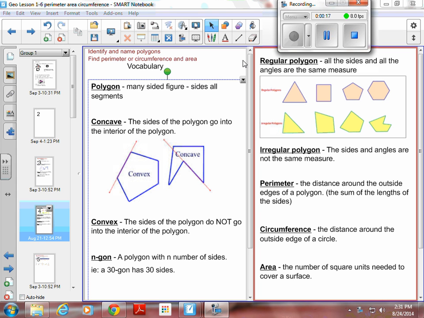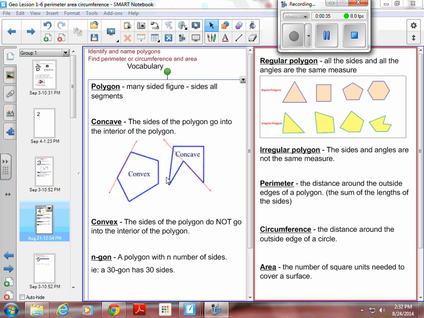Okay, so you've had time to write these down. Polygon, that one's pretty simple. Many-sided figure. All sides have to be segments. You can't have curves and such, and they have to actually touch in the corners. So these things over here would be examples of nice polygons.